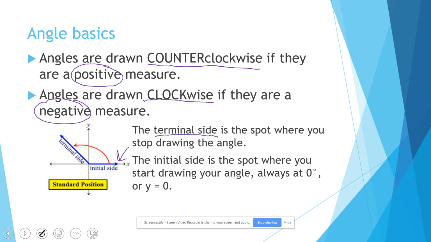The terminal side is the spot where you stop drawing the angle, and the initial side is where we begin drawing our angle, which again is always going to be here on the x-axis for y equals 0.